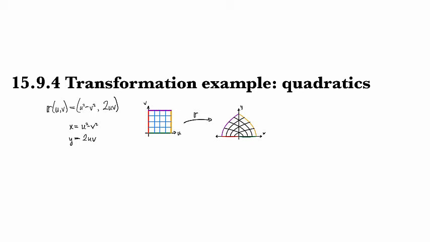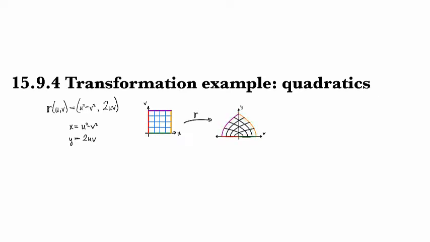So this example is a little bit more complicated. We're going to be looking at a situation where the parameterization is actually quadratic, right? So each of these is a quadratic polynomial in two variables. Our x is u squared minus v squared, and our y is 2 times uv. If we look at what that transformation does to this unit square in the uv plane, it transforms it into this crazy region that's bounded by these two parabolic curves.